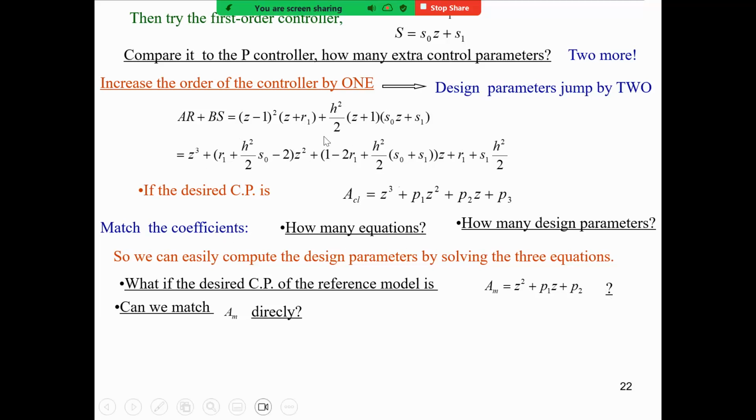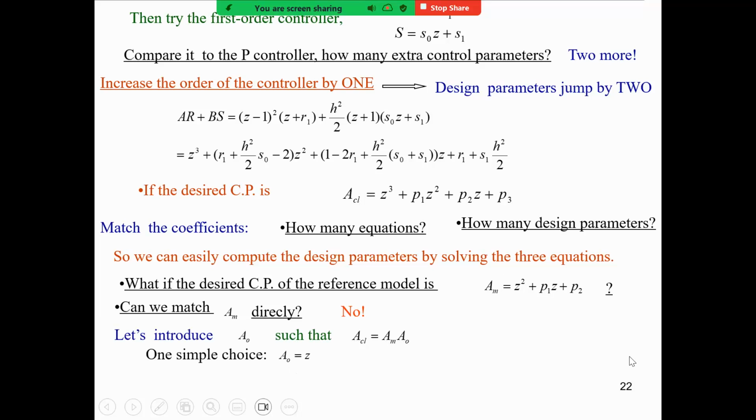This is because no matter what you do, there is a cubic term here, and there is no cubic term there. How can you match them? Is that clear? So we have to first make the order match. So you have to introduce another polynomial such that this one can match. Because this closed loop cannot match AM, but I can multiply AM by A naught.